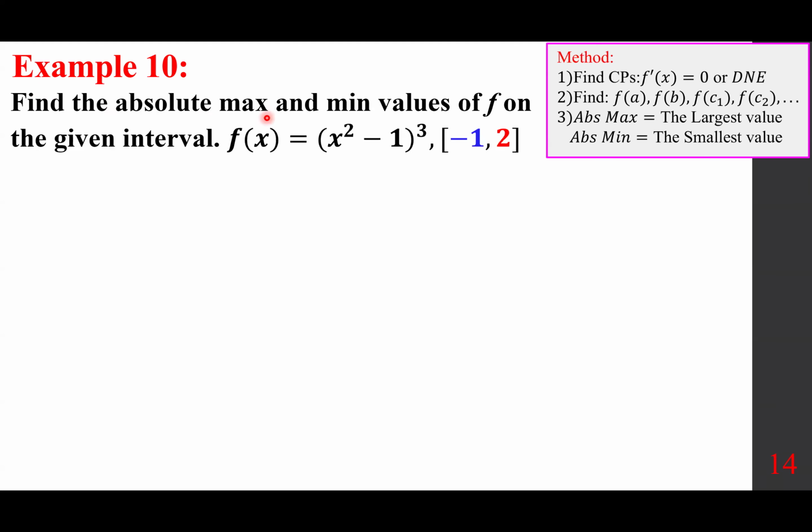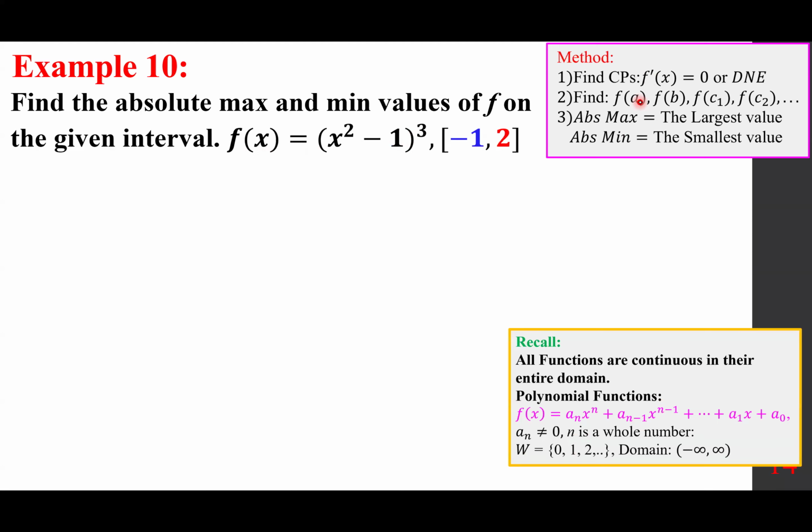Example 10: find the absolute max and min values of f in the given interval. f of x is (x squared minus 1) cubed, and the interval is negative 1 to 2. And remember the methodology, we're going to discuss it in a moment. But first and foremost, I want to tell you that if you are using this, you have to discuss the type of function and the domain of the function.